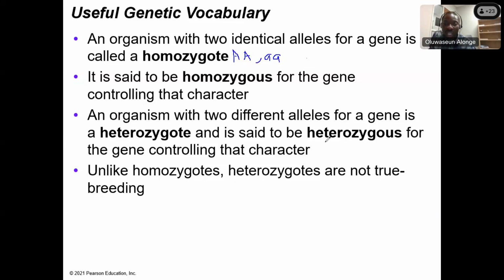Now, heterozygous is what you have here: uppercase A and lowercase a. That will be heterozygous. So these guys are true breeding. These are also true breeding plants, or they are true breeding traits. They are true breeding. Heterozygous are not true breeding.